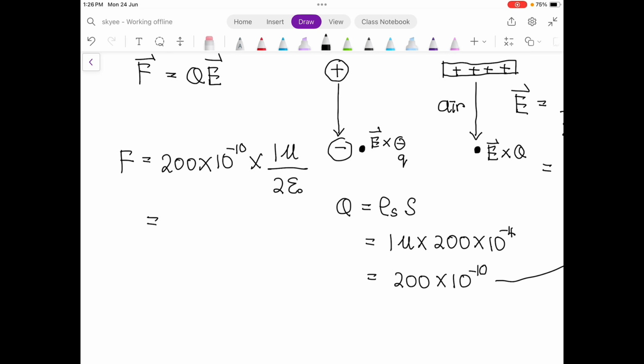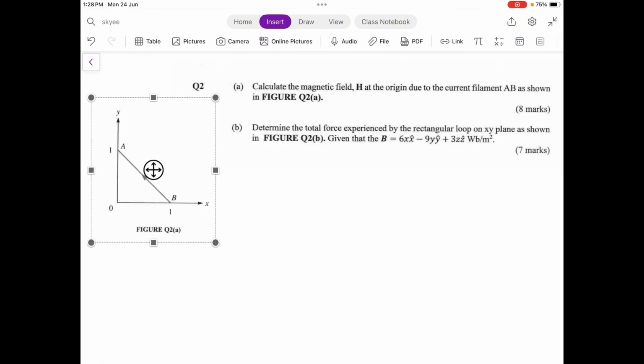The answer is 1.13 times 10 power negative 3 Newton. So this is the answer. Now we look at this question 2.